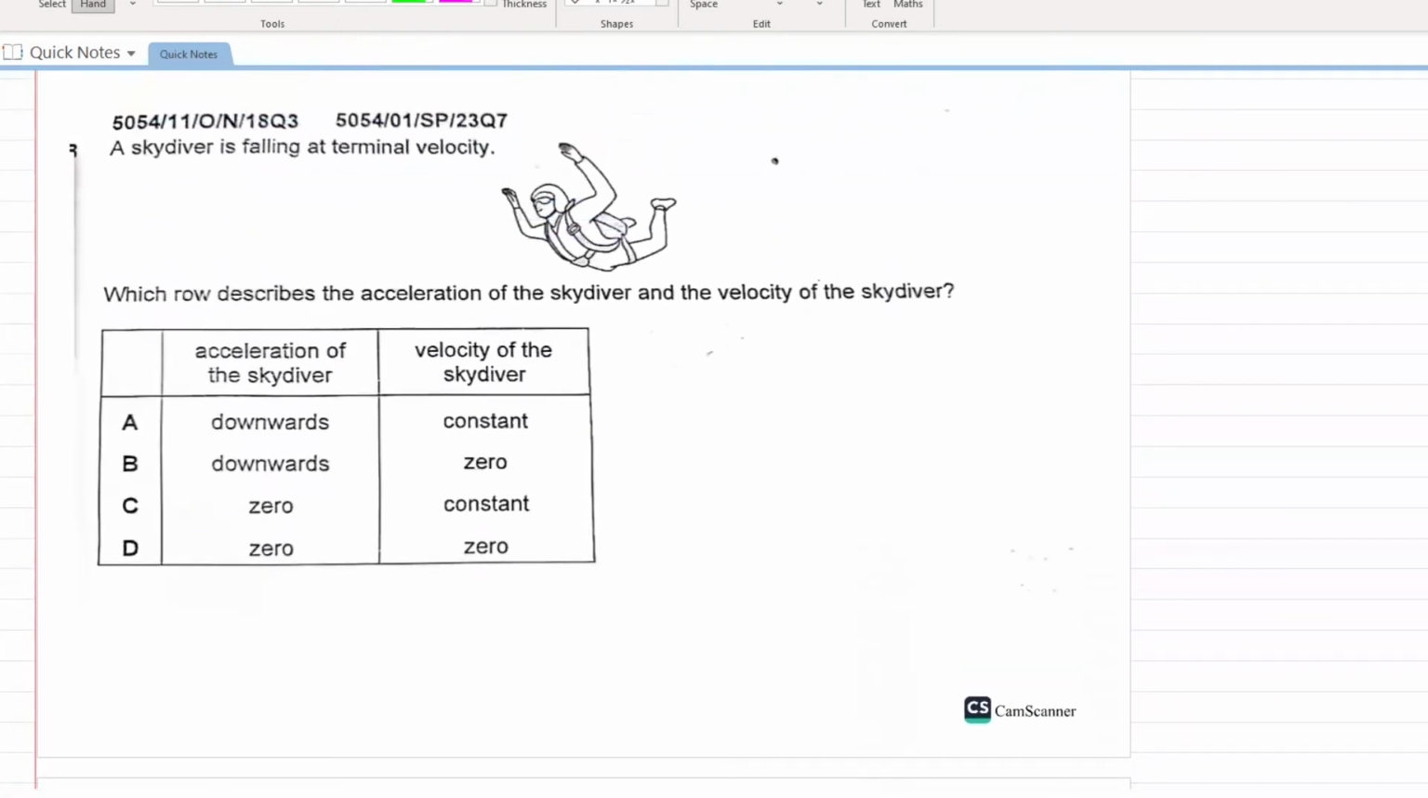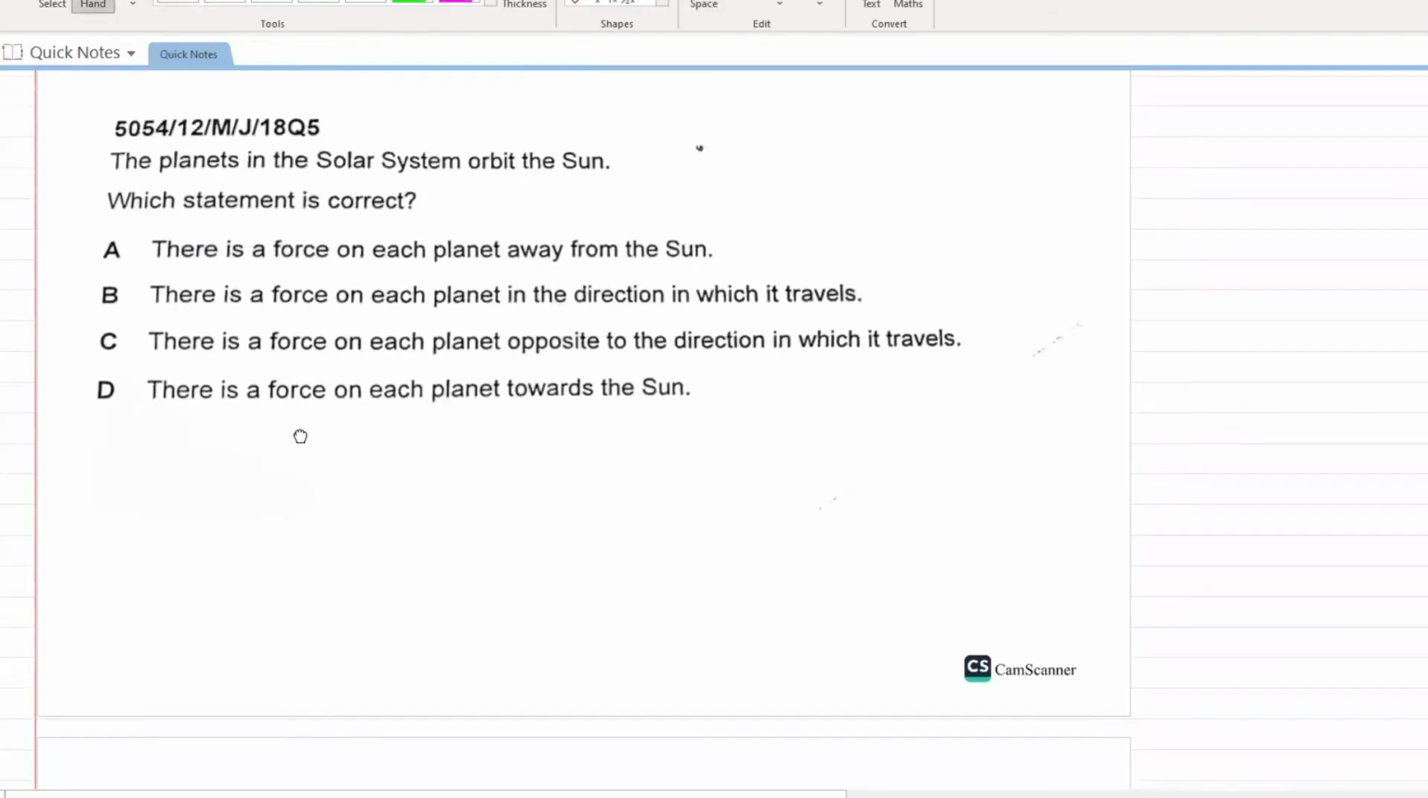Let's see this. A skydiver is falling at terminal velocity. Which row describes the acceleration of the skydiver and the velocity of the skydiver? So, at terminal velocity, your acceleration is 0 and your velocity is constant. C is your answer. Let's move ahead.